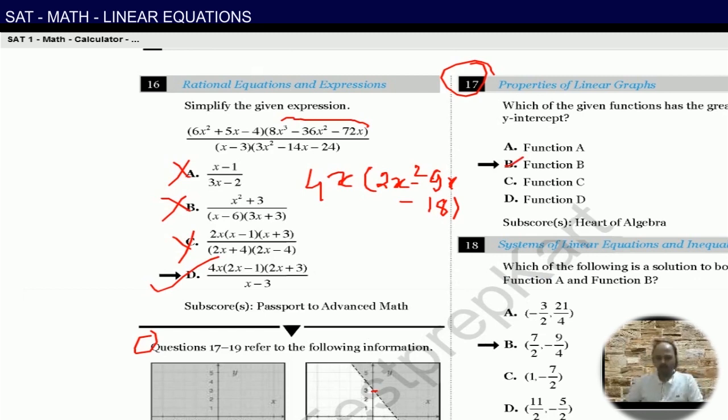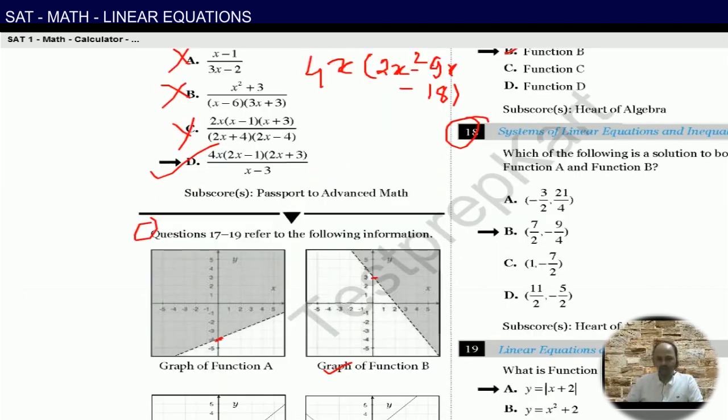Now, question number 18 refers to the same information. Which of the following is a solution to both function A and function B? For function A, we can see that this shaded portion is its solution region. For function B, its shaded portion is the solution region. So how should we decide? First of all, this point in the second quadrant, its x is negative, y is positive. So in the second quadrant, I believe it is -1.5 and around 5.5.